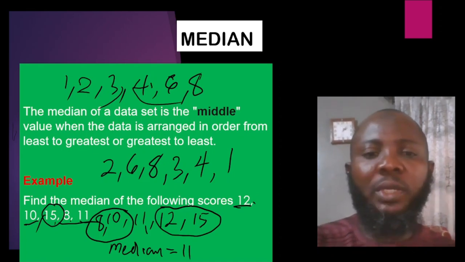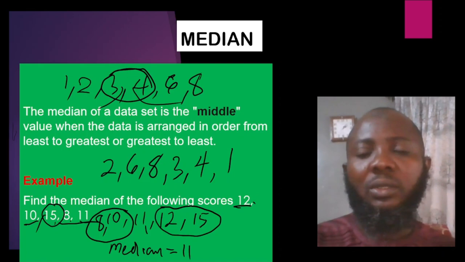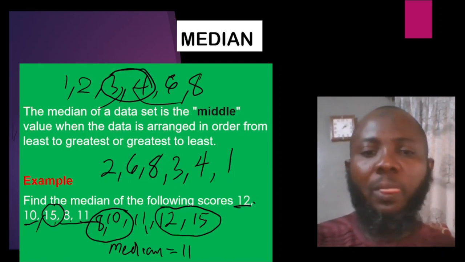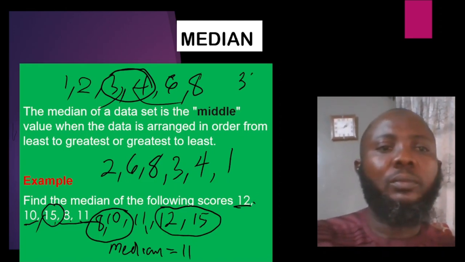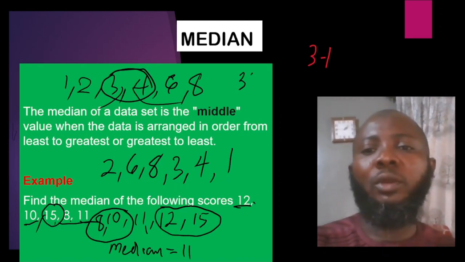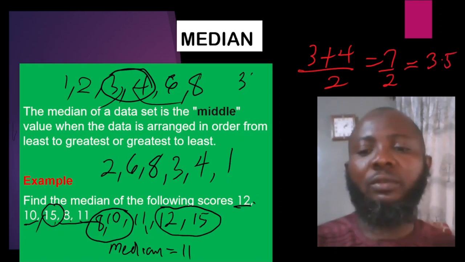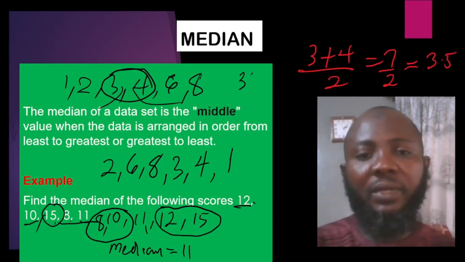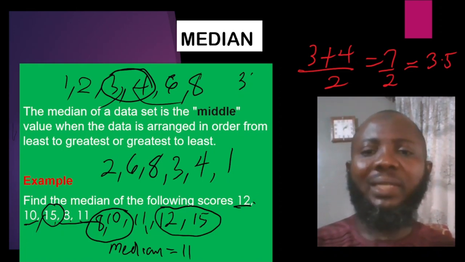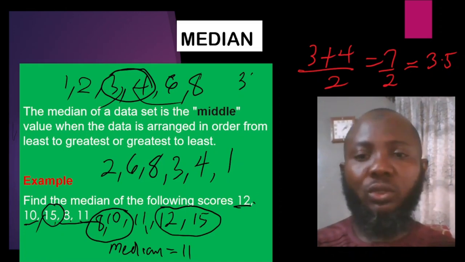So what we are going to do, we pick the 2 middle numbers, which are 3 and 4. So the median will then be 3 plus 4 divided by 2. That is 7 divided by 2, which will give us 3.5. So that means the median of this set of numbers is 3.5. I hope that is very clear. So that is a situation whereby the number of numbers we have there is even. So that's how you're going to calculate it.